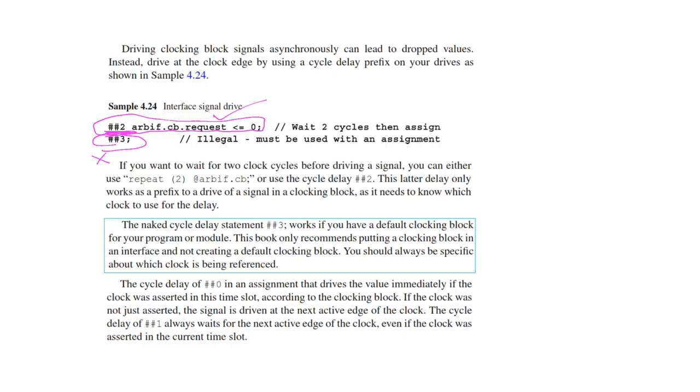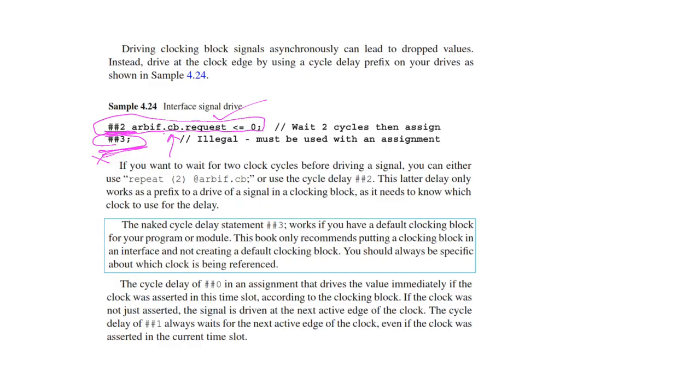So you must specify the signal with proper clock. That means the proper clocking block. So if you are writing in this way, arbitif.cb, you are referring to a particular clocking block. So that particular clocking block is referred to a particular clock signal. So after 2 clock cycles of that particular clock, this signal will be assigned. So if you are simply writing it, it is illegal.